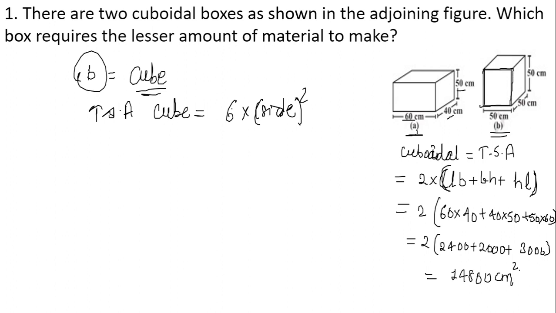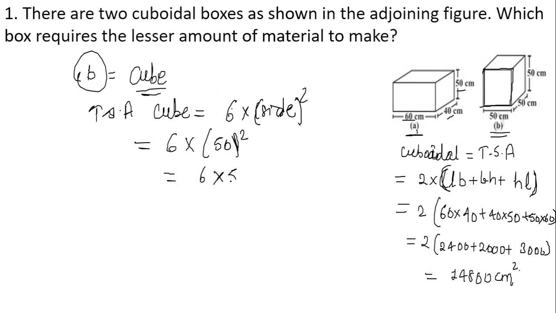And we know for a square we have taken side square, so there are 6 squares, so we'll take 6 into side square as the total surface area. Okay, so putting the values from the figure, that is 6 into side, which is given as 50, 50 square, that is 50 into 50, right?